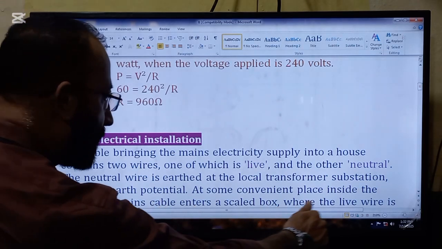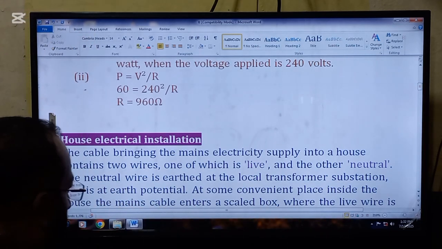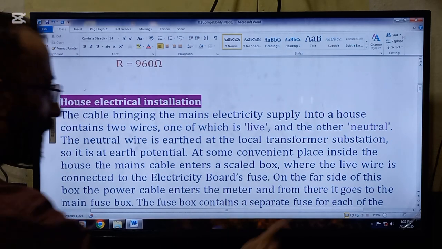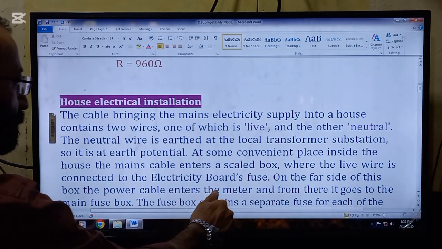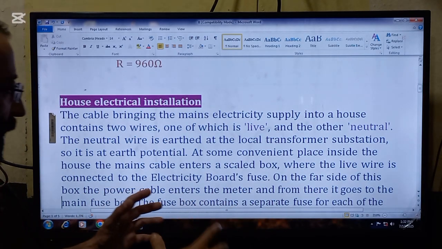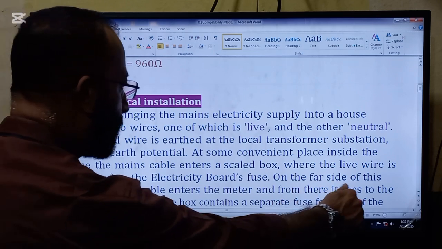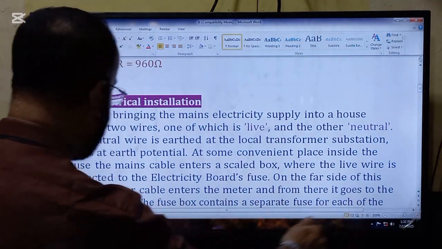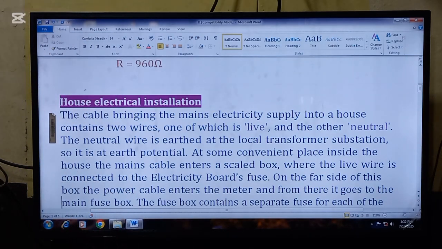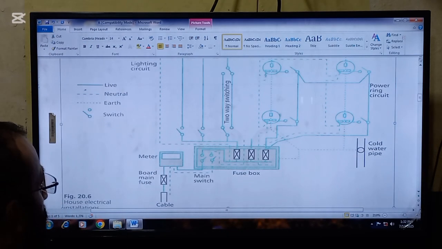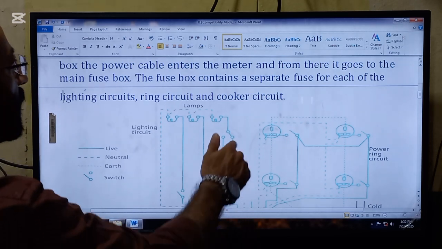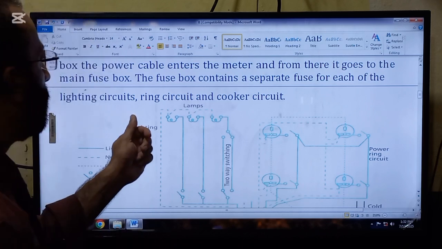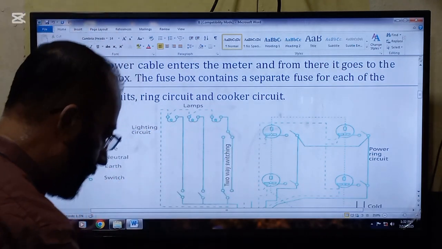At some convenient place inside the house, the main cable enters a sealed box where the live wire is connected to the electricity board's fuse. On the far side of this box, the power cable enters the meter, and from there it goes to the main fuse box. The fuse box contains a separate fuse for each of the circuits, like the lighting circuit, ring circuit and cooker circuit.